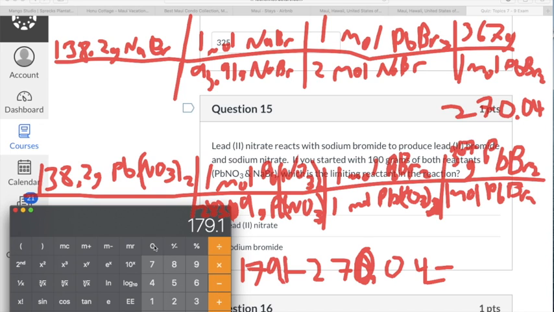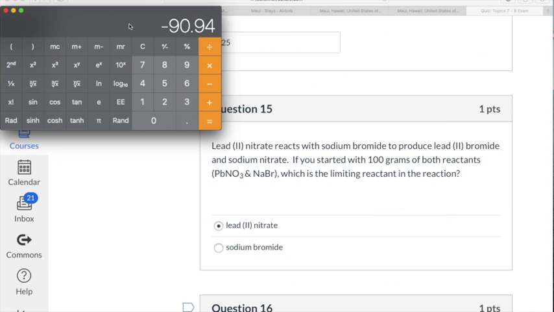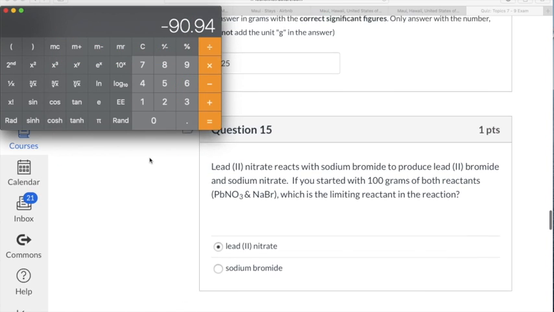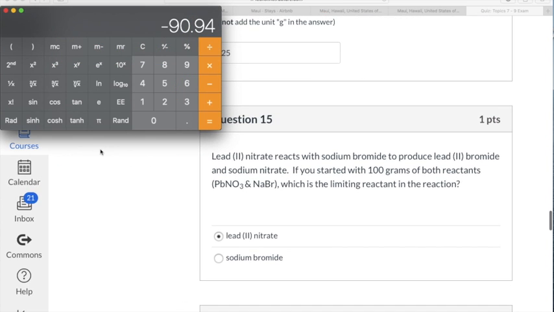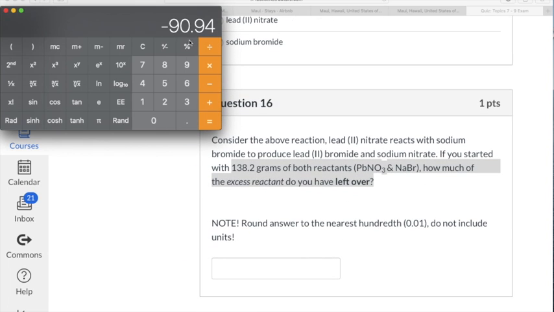Oops, other way around, guys. I know how to subtract and add. It's 270.04 minus 179.1. Sorry about that. I'm just going to do it this way and remember that I'm going to get a negative number, but I just want the absolute value of it. And I'll get 90.94.